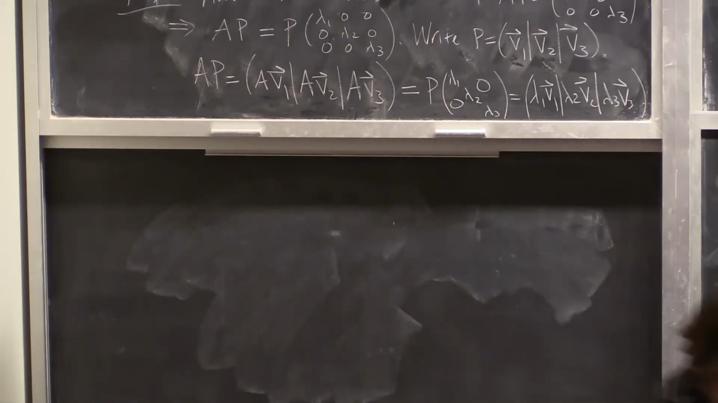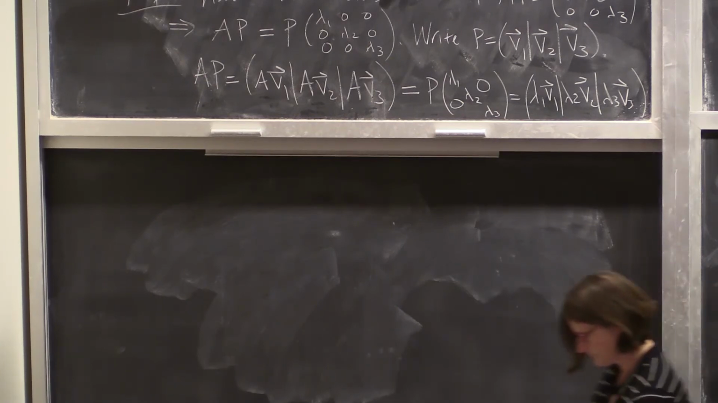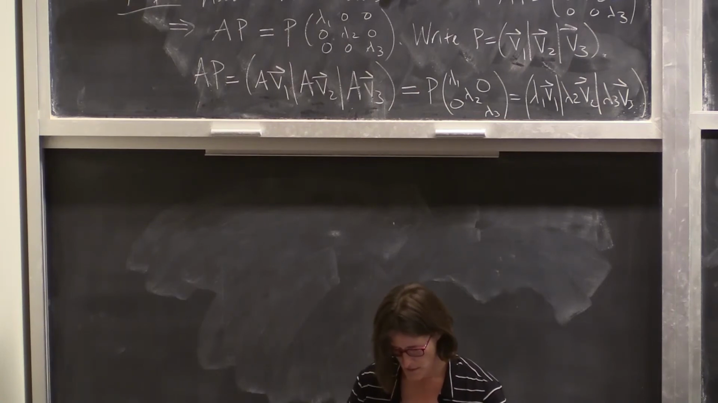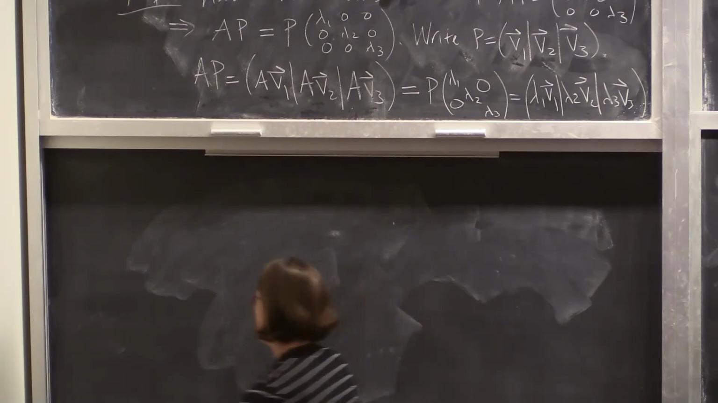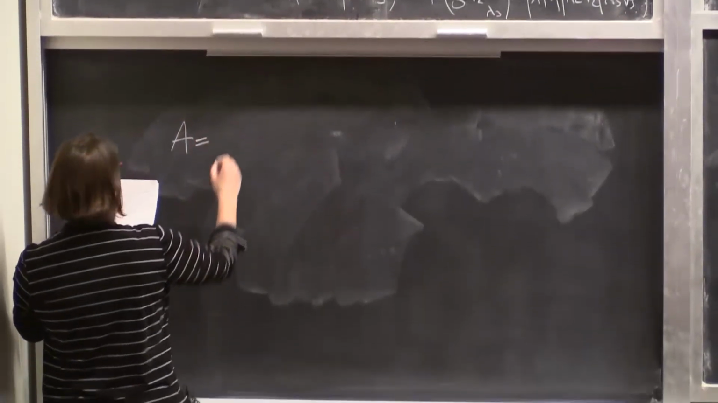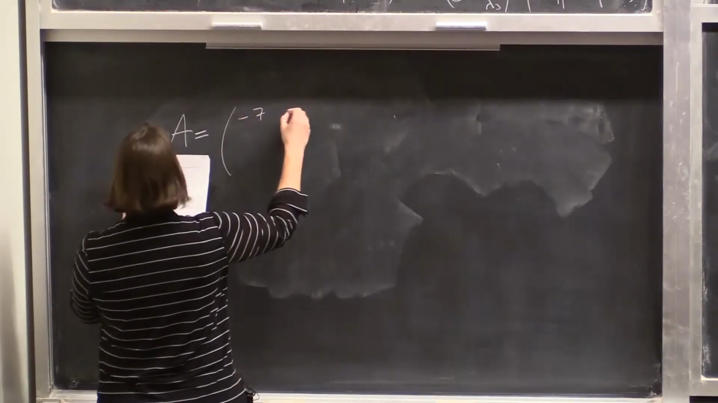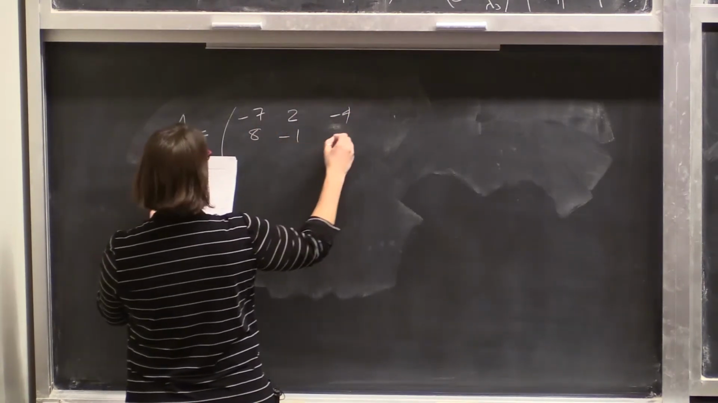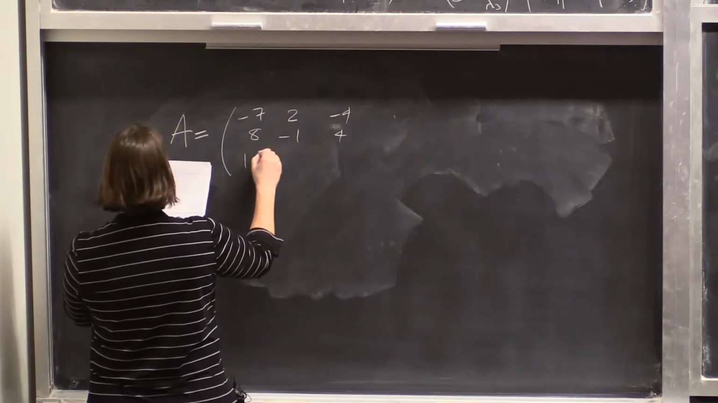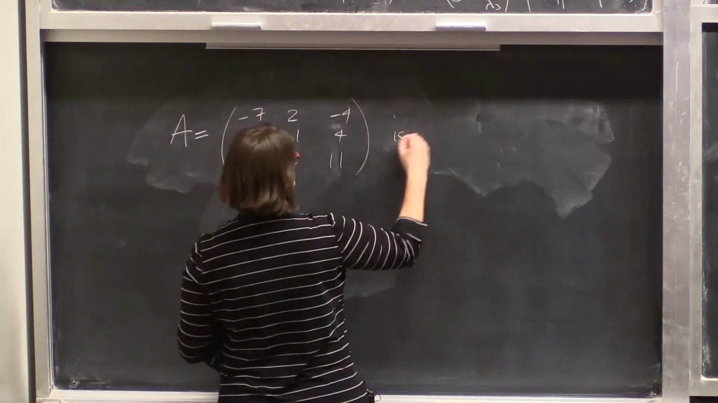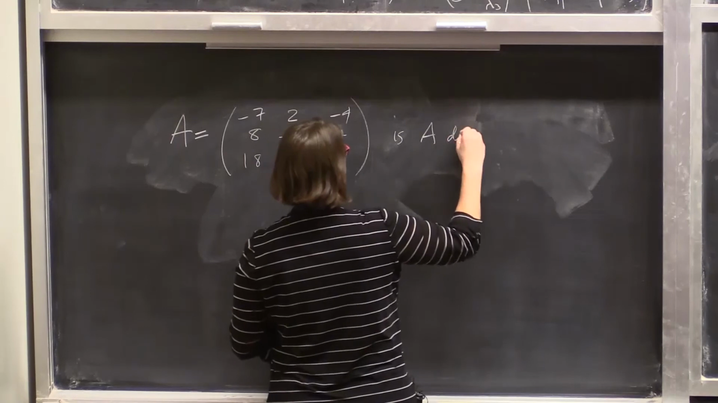So let's do two examples. A is the matrix minus 7, 2, minus 4, 8, minus 1, 4, 18, minus 6, 11. And the question is, is A diagonalizable?